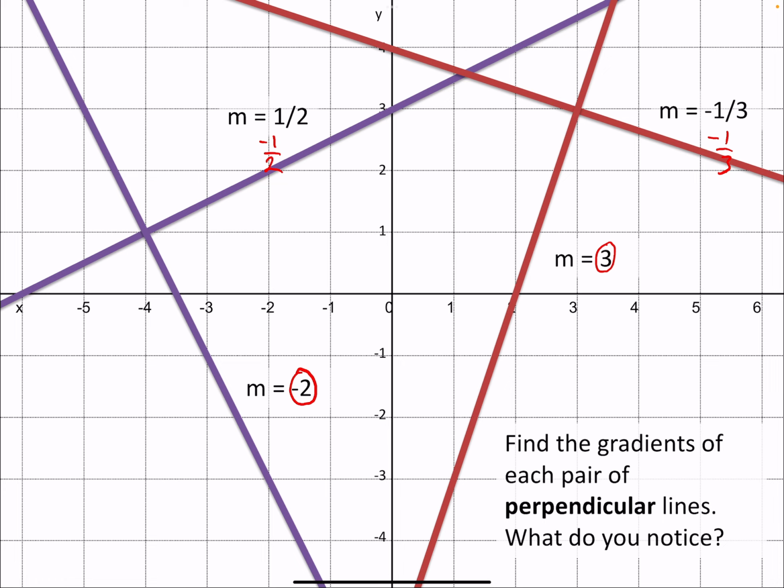Strictly, the relationship between them is that if you multiply these gradients together, okay, then you get minus 1. So that's a test that we can do to see if two lines are perpendicular together. If they multiply together to give us minus 1, then those lines are perpendicular to each other.